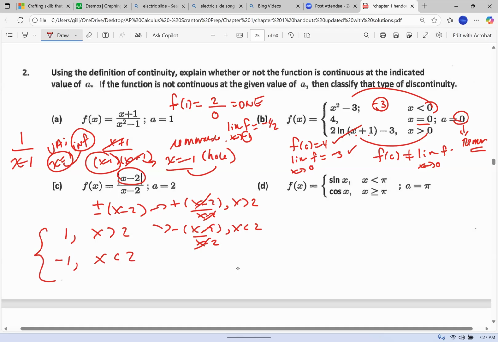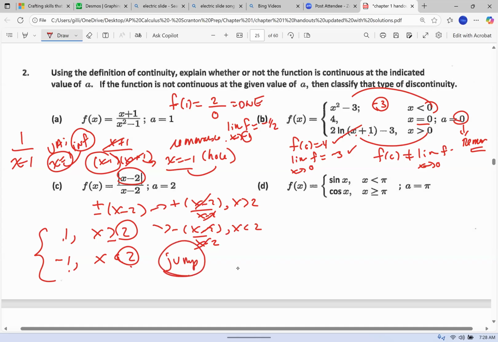I obviously do not have a limit that exists because the values from the right and the left are not the same. From the right of 2, it's 1. From the left of 2, it's -1. But the limits do exist individually. They just don't equal each other. So the type of discontinuity here is a jump.